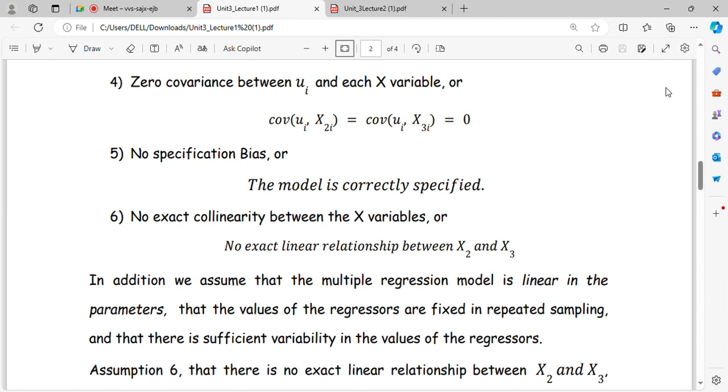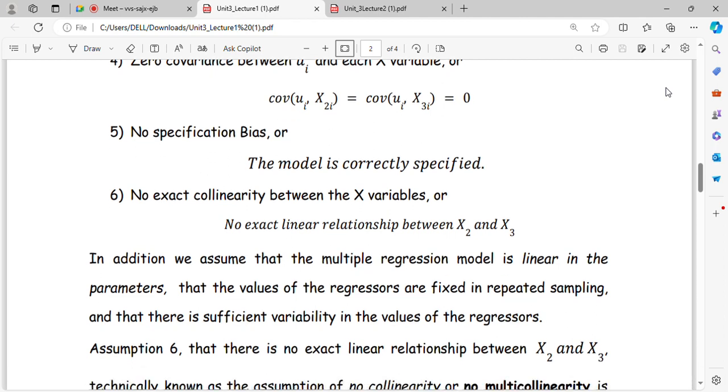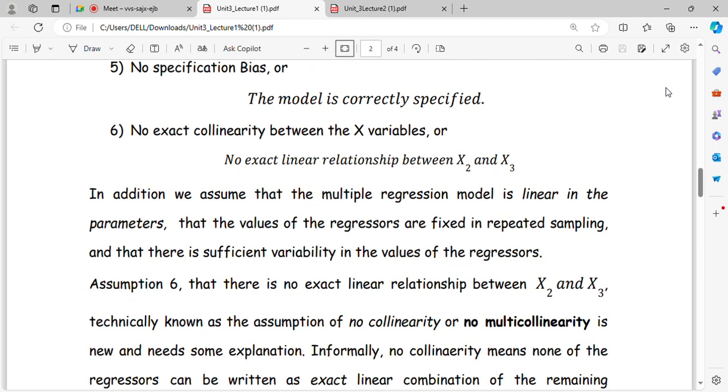The values of the regressors are fixed in repeated samples and there is sufficient variability in the values of the regressors. Obviously, these assumptions are similar to the simple linear regression model. Assumption 6, that there is no exact linear relationship between x2 and x3, technically known as the assumption of no collinearity or no multicollinearity, is new and needs some explanation.